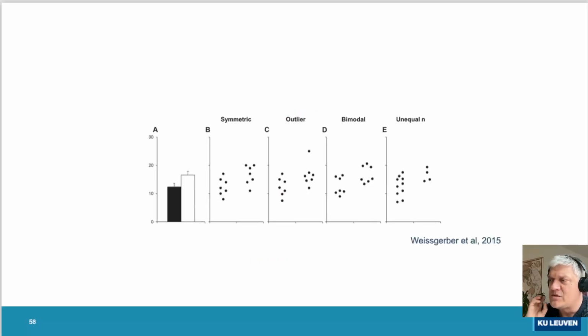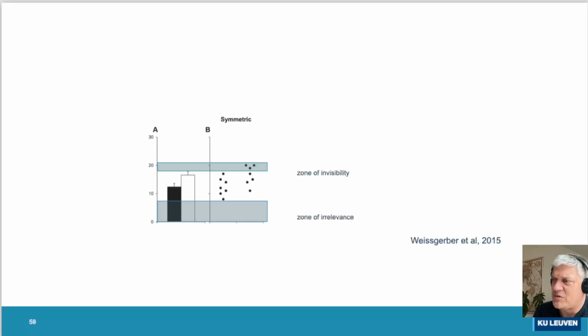So in respect to this type of plots, we also talk about the zone of irrelevance and zone of invisibility. The zone of invisibility means there are actual data points that are not represented in the plot. So this area here, there's no visual clue there, and still there's data.